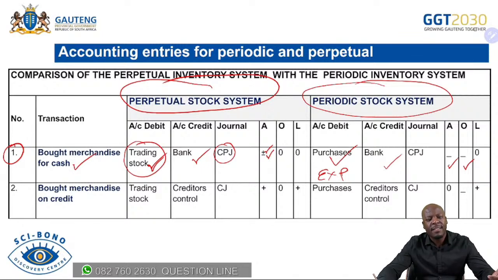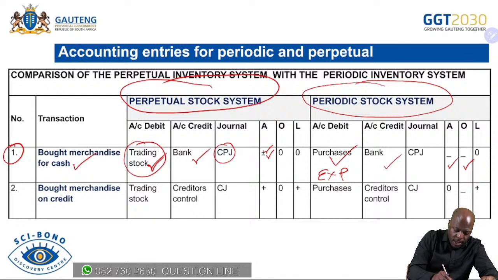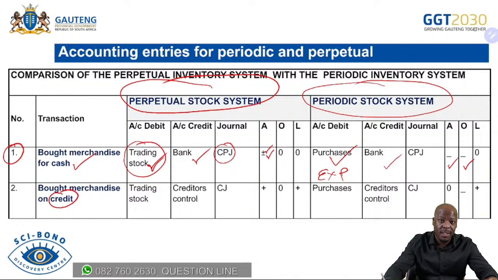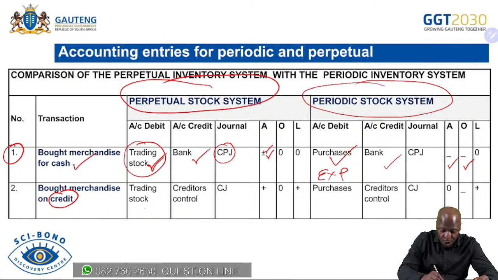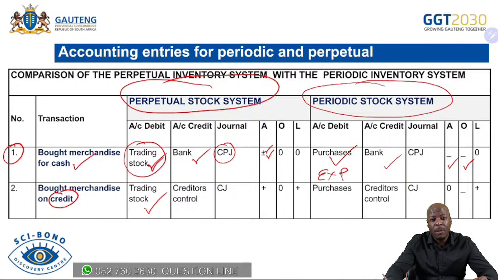Bought merchandise on credit. So here is another important aspect to consider. In this particular instance, we are buying our inventory on credit. Okay. Perpetual inventory system. When we buy stock, already you know which account you are going to debit. Yes, you are correct. You are going to debit your trading stock account. And once you debit your trading stock account, it affects your assets. So your assets are going to have an increase, a plus on the assets.